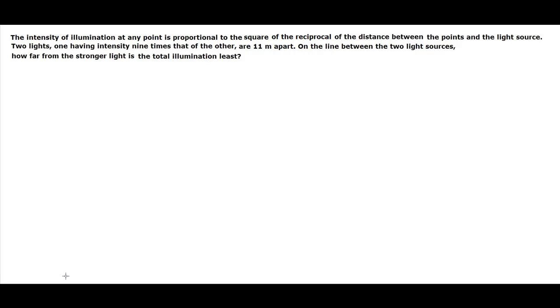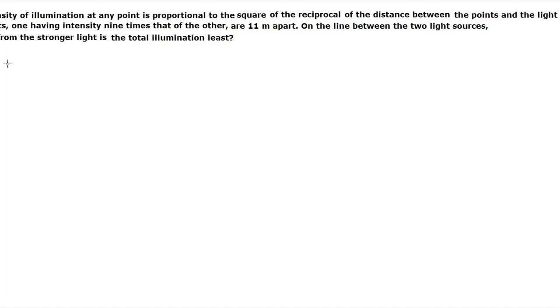So you have asked this homework question: the intensity of illumination at any point is proportional to the square of the reciprocal of the distance between the point and the light source. Now two lights, one having intensity 9 times that of the other, are 11 meters apart. On the line between the two light sources, how far from the stronger light is the total illumination least?